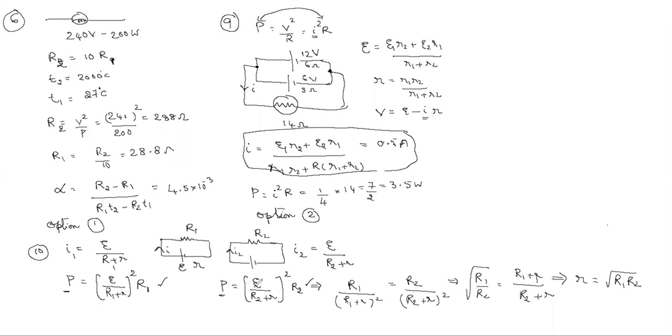I think I square R is better. Yes, sir. Right. So understood this one? Yes, sir. Finding out the current first time and finding out the current second time individually and equating the two powers here. Finally, you will get R is equal to root R1 into R2. So any other doubts, Nana, here? Out of 10?